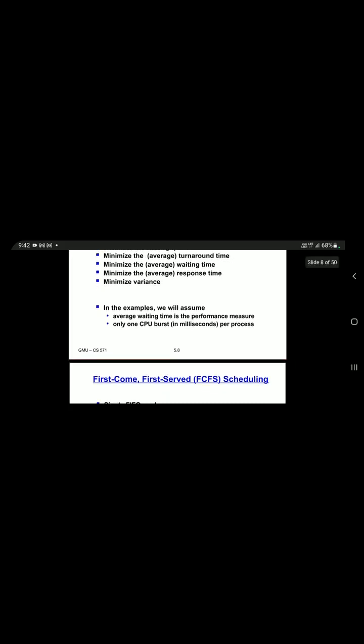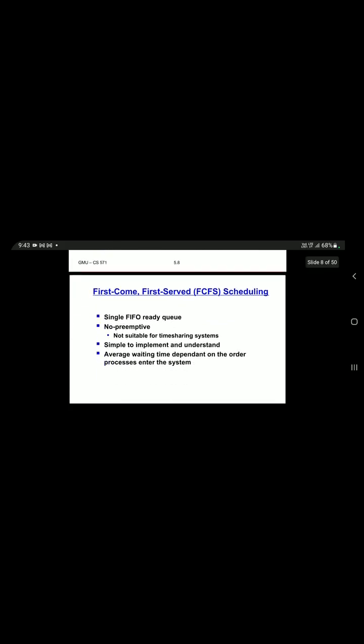Only one CPU burst in milliseconds per process. Now here comes the first come first serve FCFS scheduling. It has a single FIFO ready queue, that is, first in first out. It is non-preemptive. What does that mean? That the process is not interrupted in between.